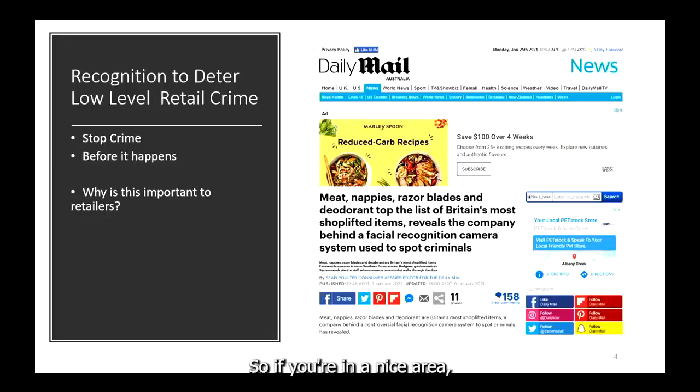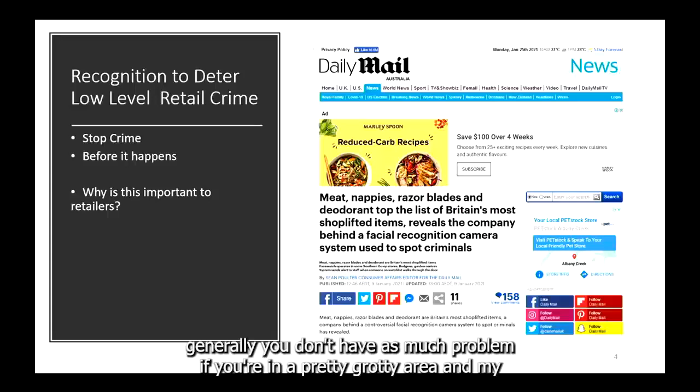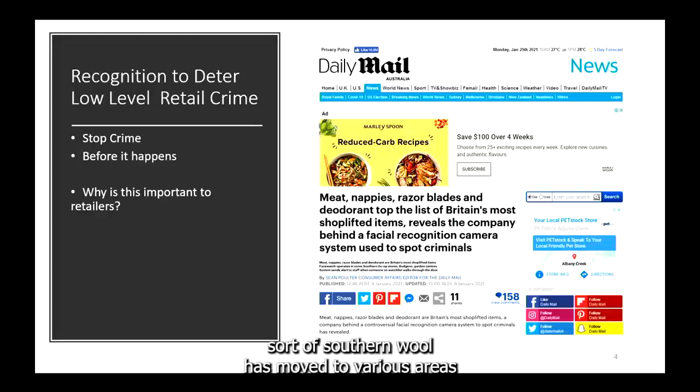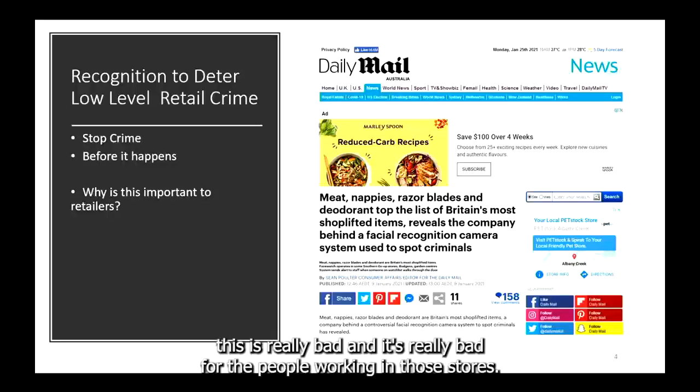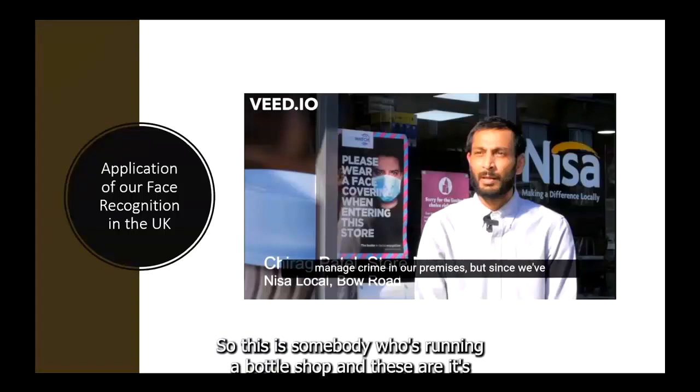It depends a lot on which area you're in. If you're in a nice area, generally you don't have as much problem. If you're in a pretty grotty area, and my son-in-law has moved to various areas, the shoplifting varies depending on where you are. If you're in a bad area, it's really bad, and it's really bad for the people working in those stores.